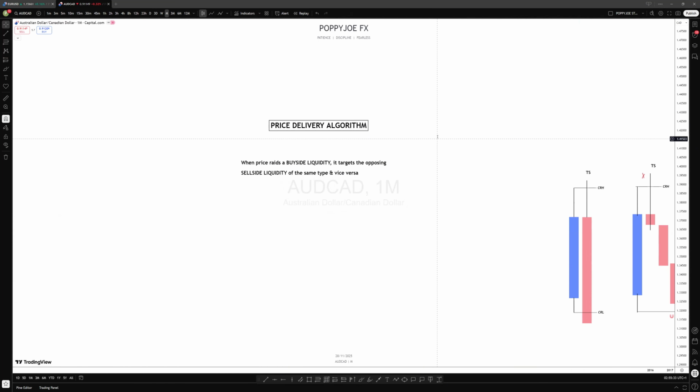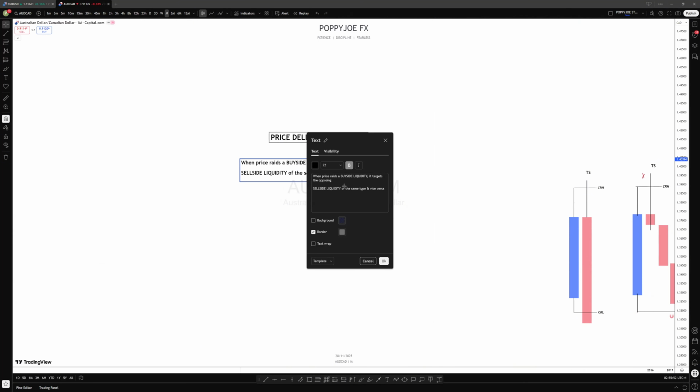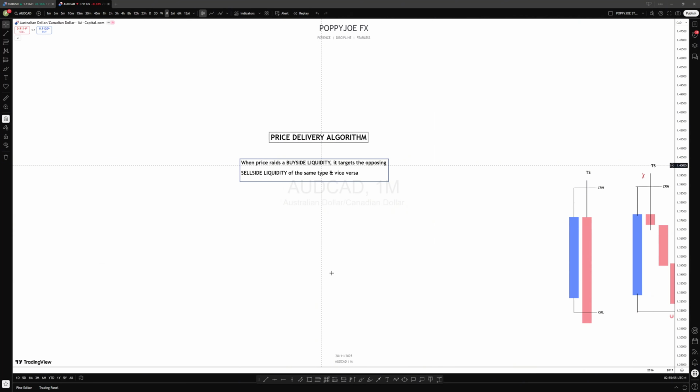I've explained in one of my recent videos on YouTube that one of the methods of algorithm movement is external to internal, internal back to external, and external to external. This is another one we have right here. So what is the law saying? The law says when price raids a buy side liquidity, it targets the opposing sell side liquidity of the same type. Now this type is also important.